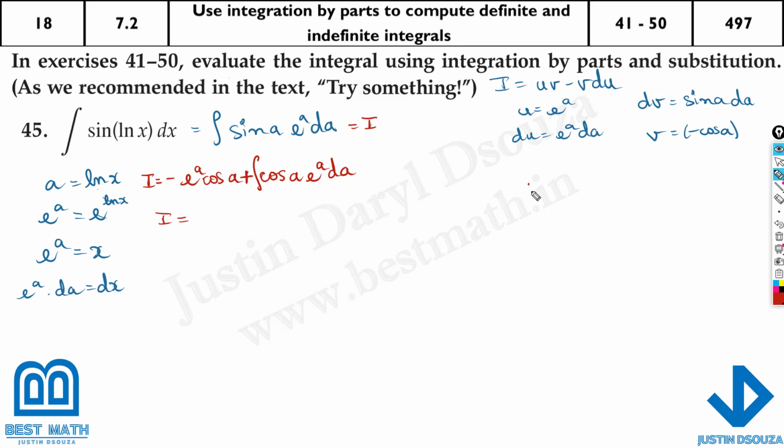Let me show you. Now I have to assume u is equal to e to the power a, du is equal to e to the power a dA. And what about dv? Instead of sine, we have cosine a dA. And then we get v is equal to positive sine a. Now let's substitute over here back.